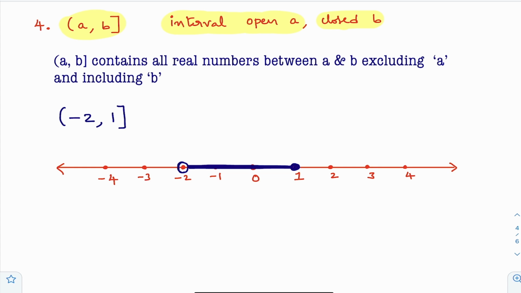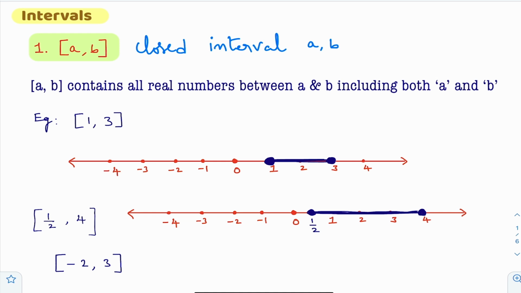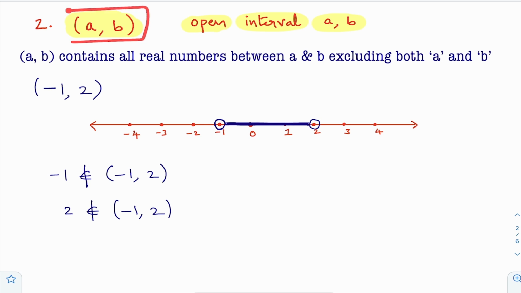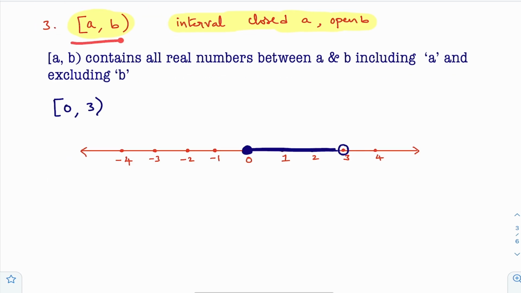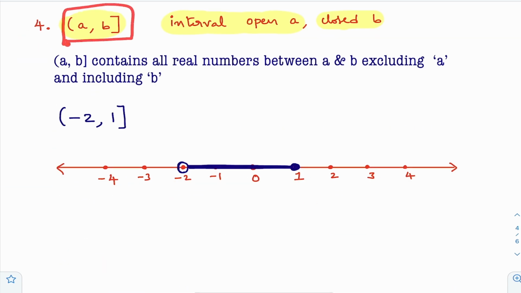So, I hope you understand all these four types of intervals, right? So, what is the first interval? By seeing this interval, you need to know first how we read this. We read it as closed interval a comma b. We read it as open interval a comma b. We read it as the interval closed a open b. We read it as the interval open a closed b.